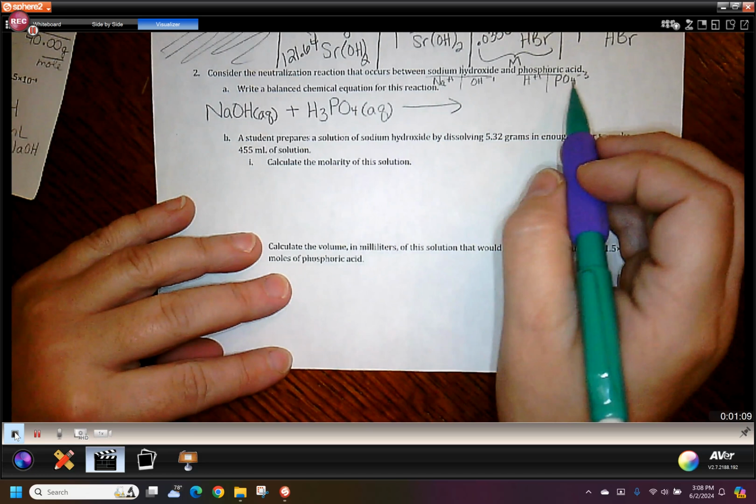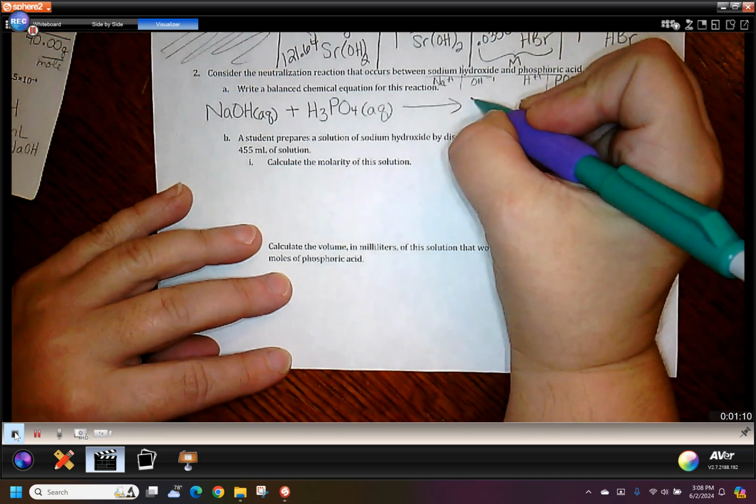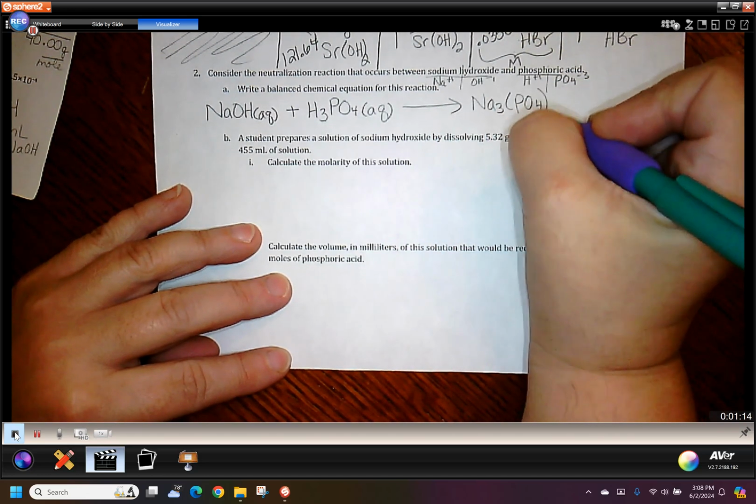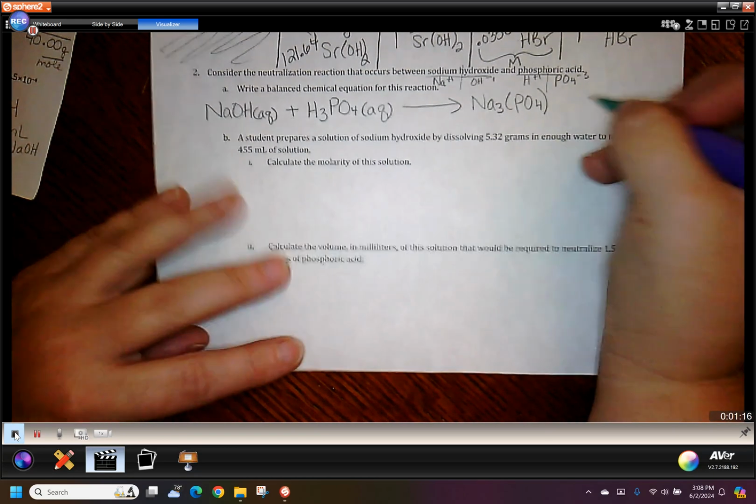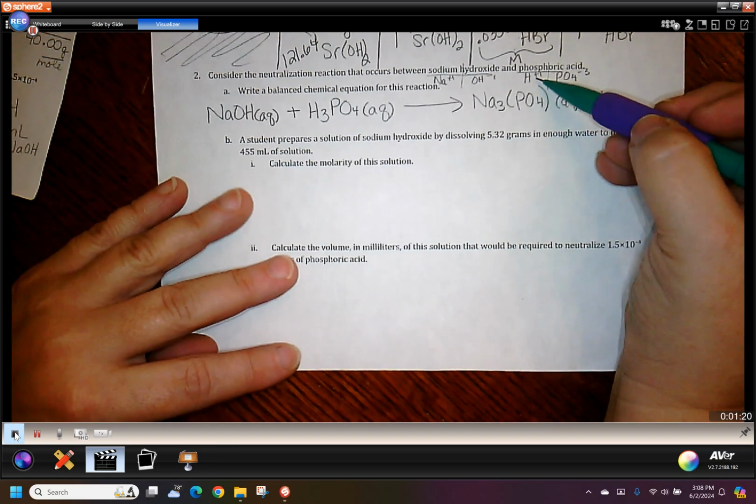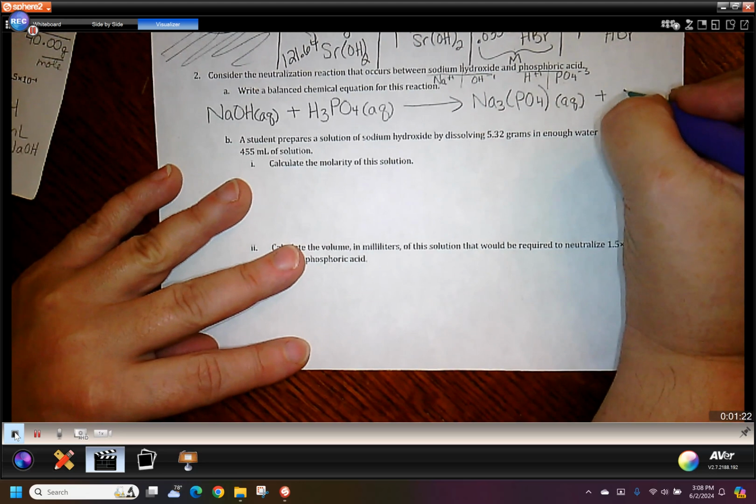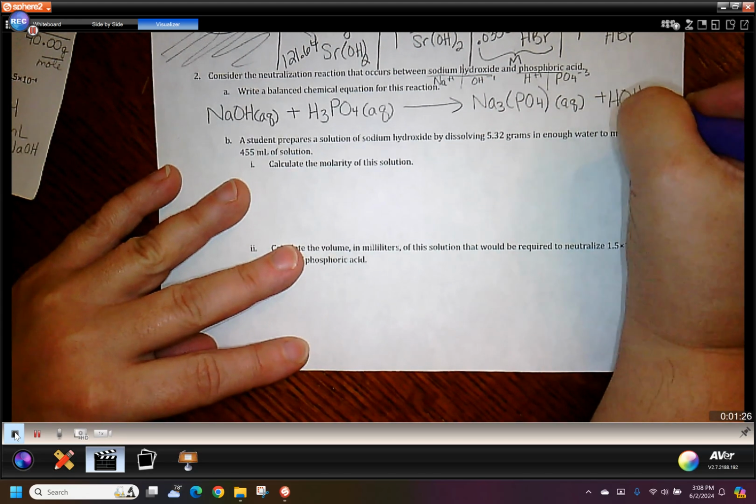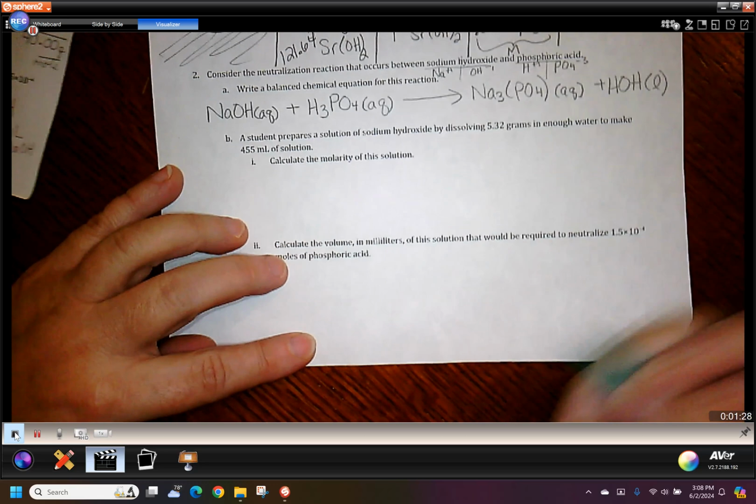So sodium is going to go home with phosphate. So I'm going to have Na3PO4, oops, I didn't need parentheses, aqueous. Alright, and I have H and OH left, and it's a 1-to-1. So I'm going to write this as HOH. That might help me to balance it.